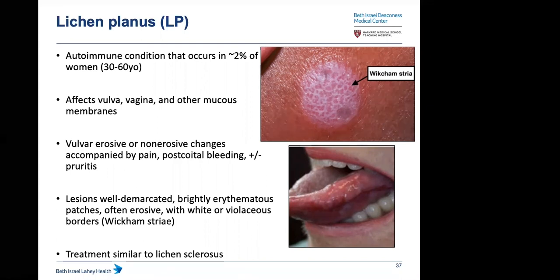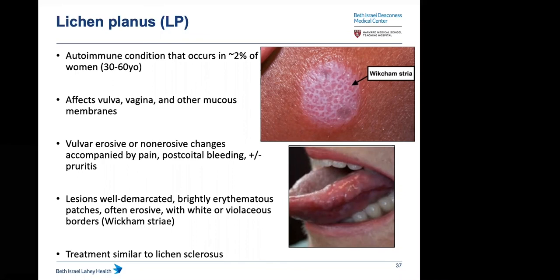They can present as an erythematous patch. They're typically erosive, but as mentioned above, can be non-erosive as well. And they may have white or violaceous borders, also known as Wickham striae, that can be pathognomonic for making a diagnosis just based on visual inspection.